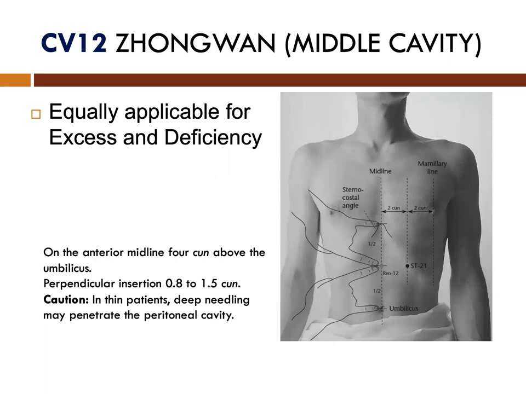It is located on the anterior midline, four tune above the umbilicus. Needling is done perpendicular, 0.8 to 1.5 tune. Caution is observed at this point in thin patients as deep needling may penetrate the peritoneal cavity.